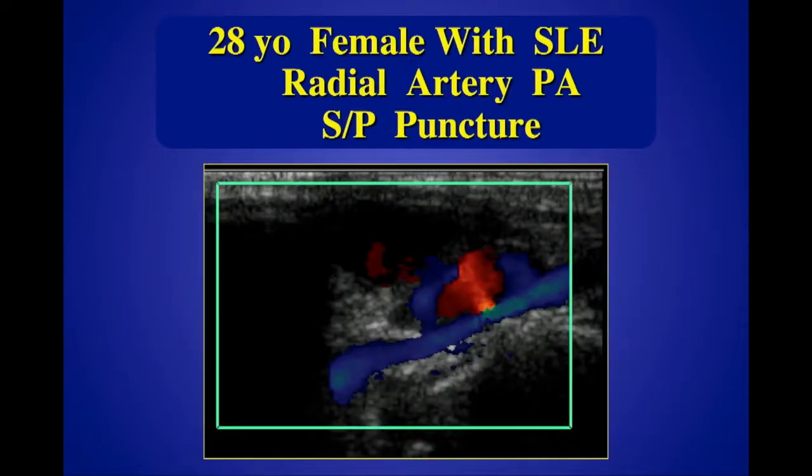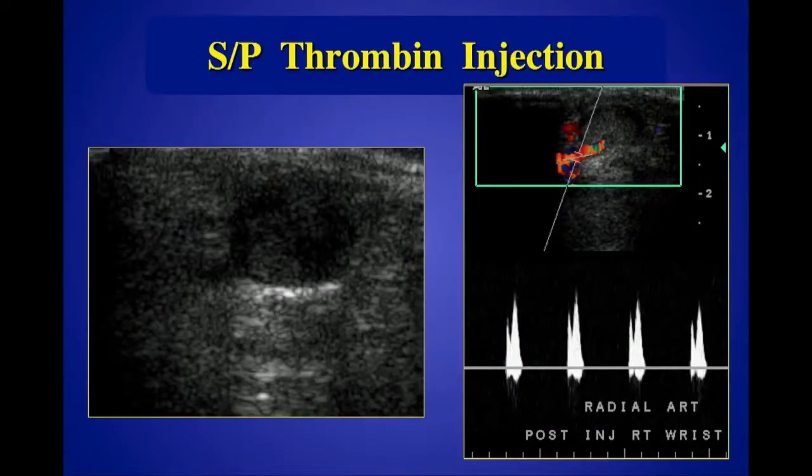Now, we've also treated pseudoaneurysms away from the groin, and this was one I have to say I was a little reticent to treat initially. This is a 28-year-old girl with lupus who had a radial artery pseudoaneurysm after an arterial puncture. I was a little concerned when they asked me to do a thrombin injection of this radial artery pseudoaneurysm, and I only offered to do it in the presence of the vascular surgeon who wanted the procedure. I said, listen, if I have a problem, at least you're there to take the patient to surgery. I'm happy to say it went pretty well. After the injection, you can see we had a complete thrombosis, and the radial artery was patent afterwards.